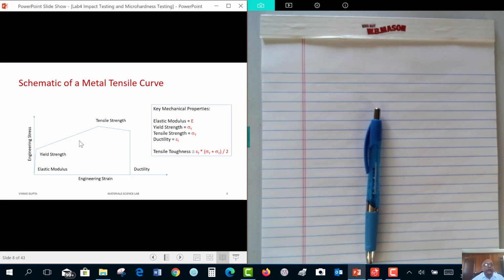Now, since we are going to talk about toughness, imagine another property which would be the area under this curve. Roughly, on the schematic shape, we can think of this as a trapezoid. It has a width of ductility, this epsilon f. The average height of the trapezoid would be sigma y plus sigma t over 2. That would be our trapezoidal area, and this is called tensile toughness, the area under the curve.